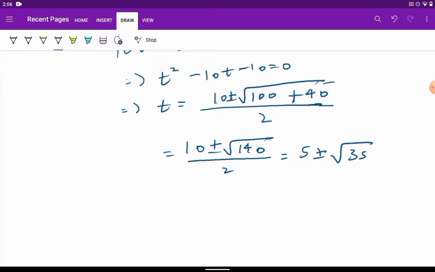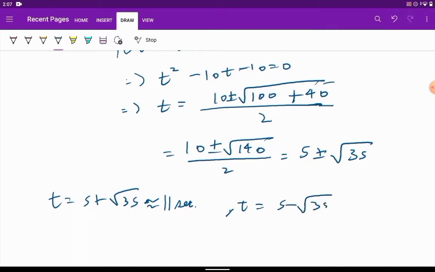Now if you see, t has one root, 5 plus root 35, which is approximately 11 seconds. The other root is 5 minus root 35. Now this is less than 0 because we know that 5 is root 25. So root 25 minus root 35 will be less than 0. So this is an invalid solution.